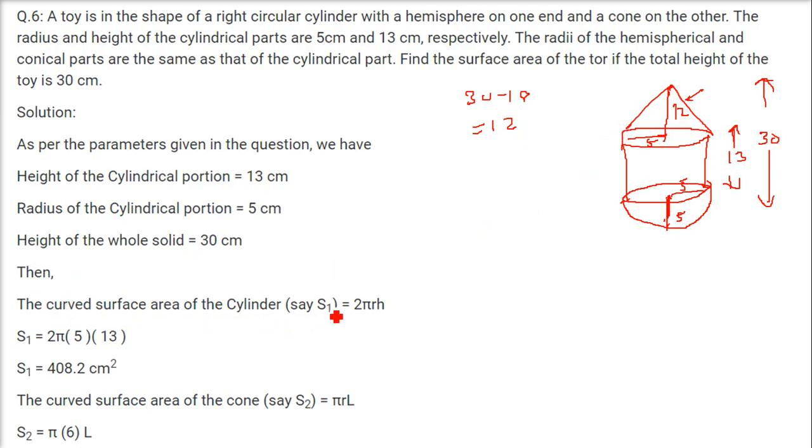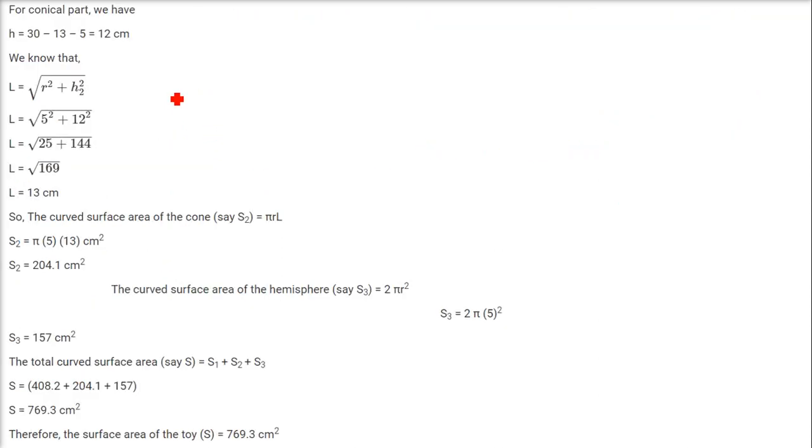Now coming to the curved surface area of the cylinder, it is going to be 2 pi RH. So 2 pi, radius is given, height is given. 2 pi RH is going to be 408.2. Now curved surface area of the cone will be pi into R into L. So what will be the L? This is 12 and this is 5. We just found out, 12 and 5. So this will be the square root of 12 square plus 5 square. It is going to come as 13. So pi into 5 into L, and the height we found out to be 12.